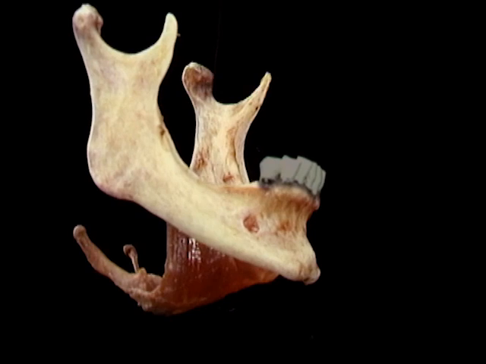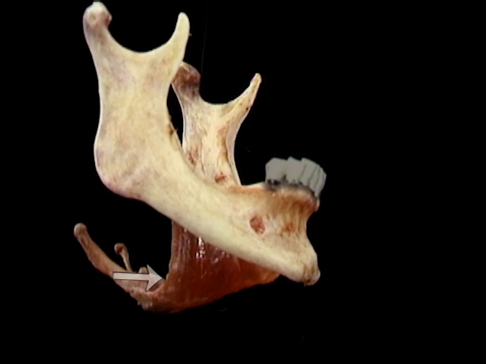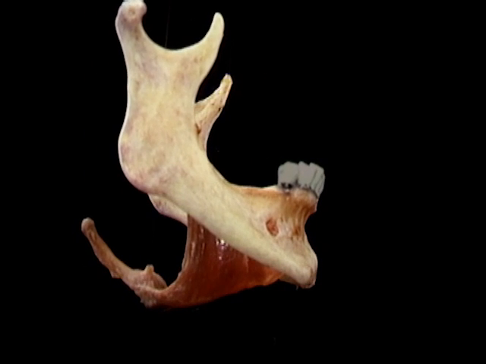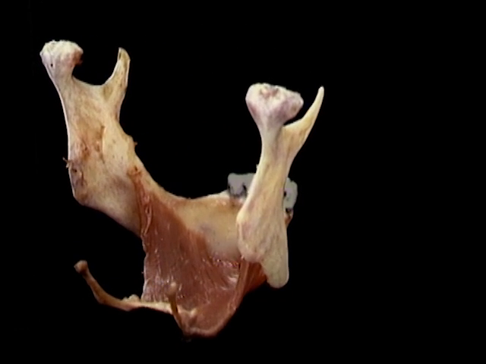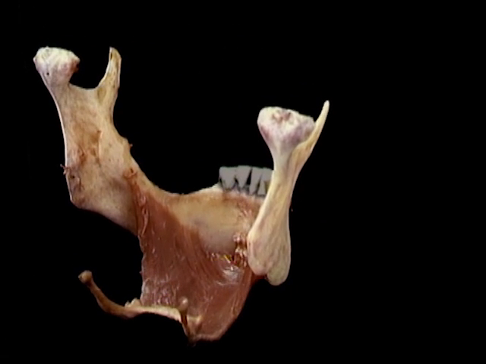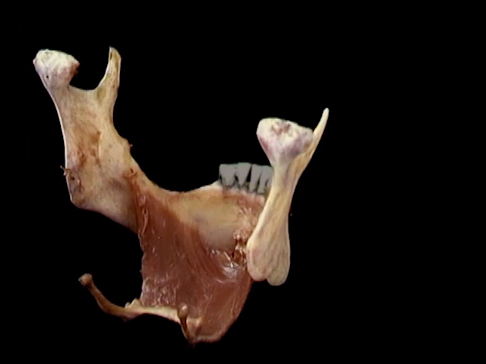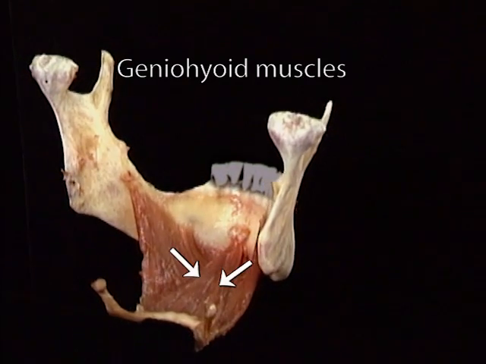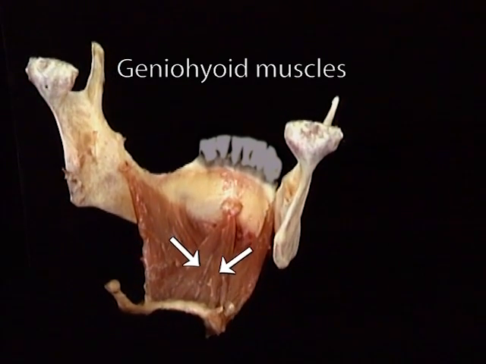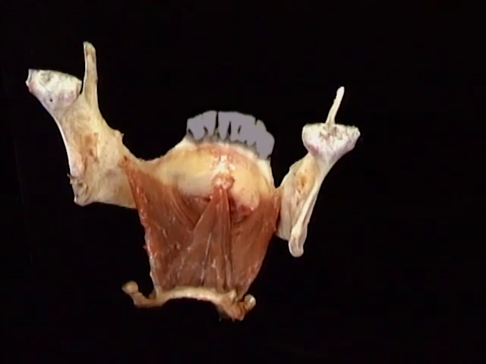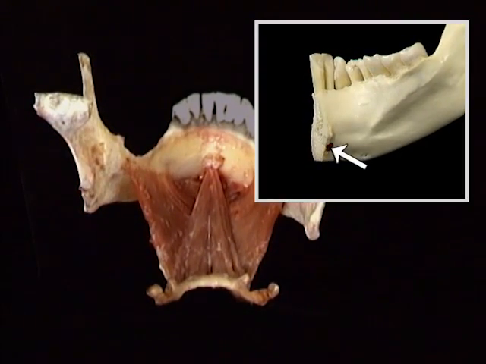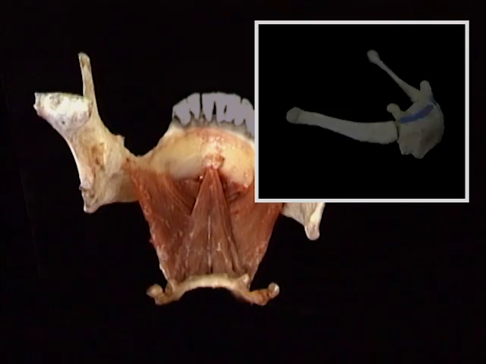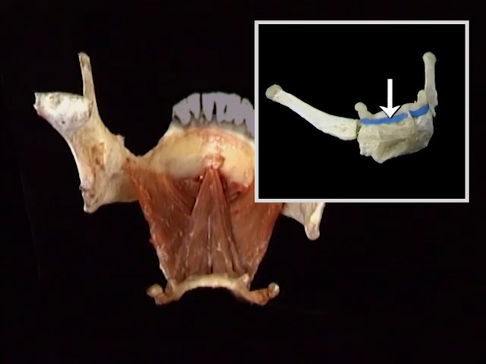The mylohyoid muscle has a free posterior border, which runs straight downwards when seen from the side, also a little inward when seen from behind. Now we'll add the 2 geniohyoid muscles to the picture. Here they are. They lie above the mylohyoid. On each side, the geniohyoid arises from the lower part of the mental spine. It inserts here on the body of the hyoid bone.